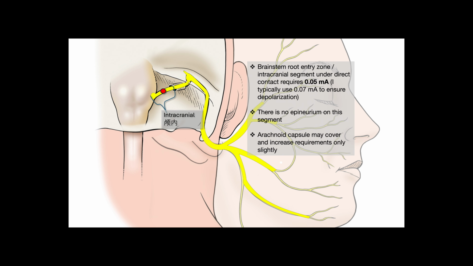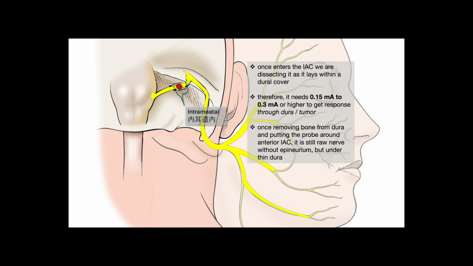Now let's begin at the intracranial segment. At the brainstem root entry zone, the facial nerve lies in direct contact with the cerebellopontine angle cistern. This segment has no epineurium, only a thin arachnoid covering. Triggered EMG requires roughly 0.05 milliamps for depolarization with a monopolar stimulator probe. In practice, I typically use 0.07 milliamps to ensure a consistent reproducible response. Because the nerve is uncovered and highly conductive, stimulation here is extremely sensitive.